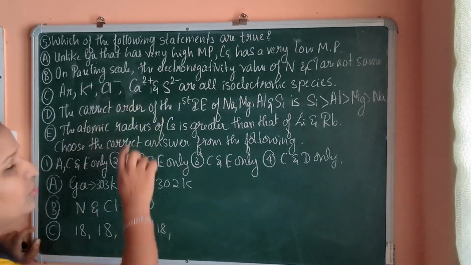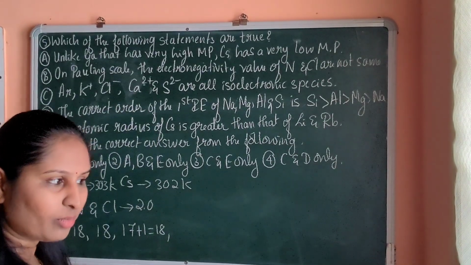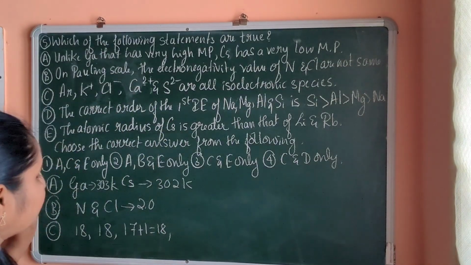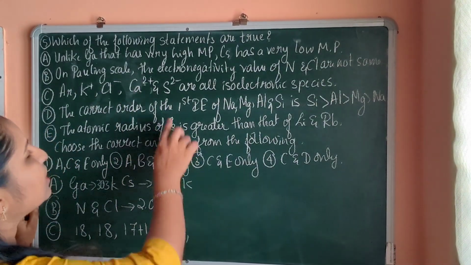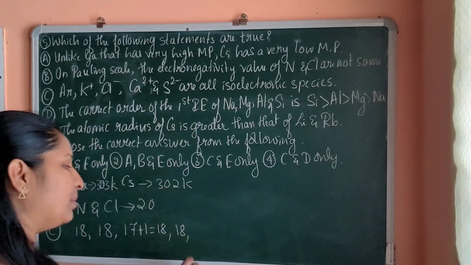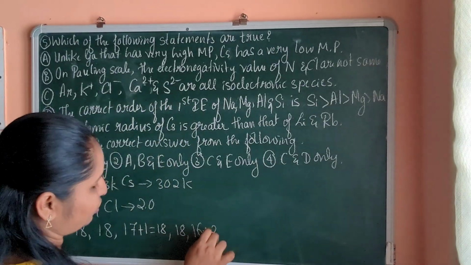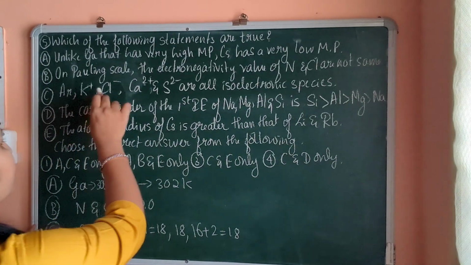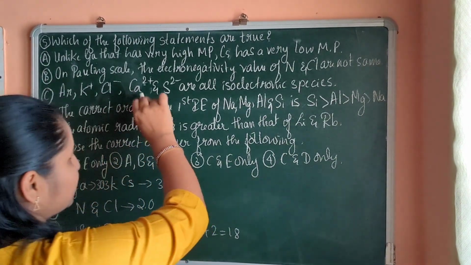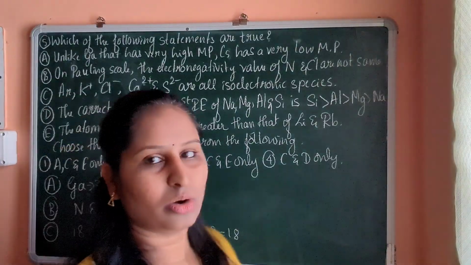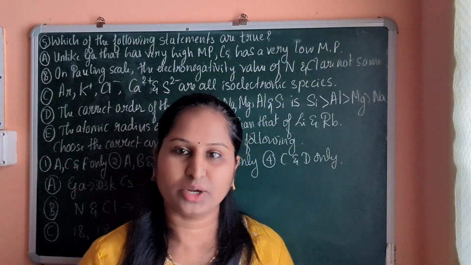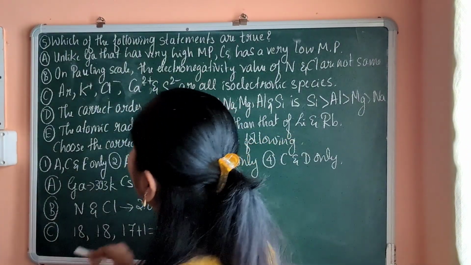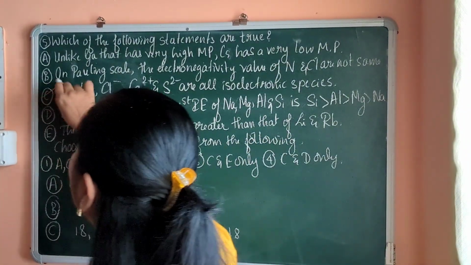And then calcium 2 plus has atomic number 20, but plus 2 charge means removal of 2 electrons, which gives 18 electrons. For sulfide, sulfur has atomic number 16, minus 2 charge means plus 2, which is again 18. So argon, potassium ion, chlorine ion, calcium 2 plus ion and sulfide ion all have 18 electrons in them, hence they are called isoelectronic species. So this statement C is a true one.